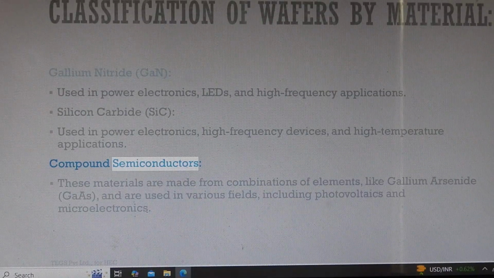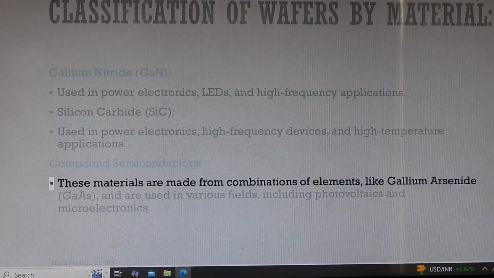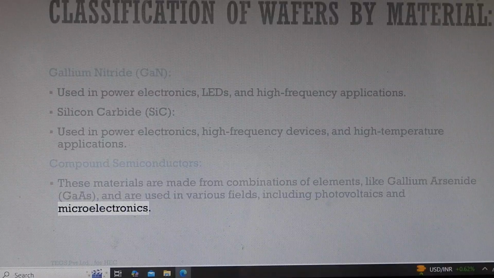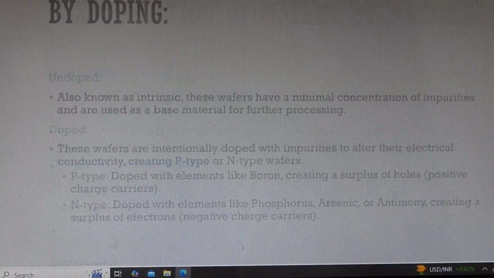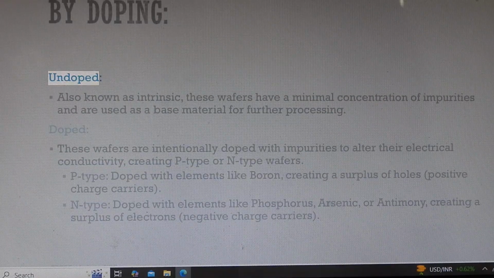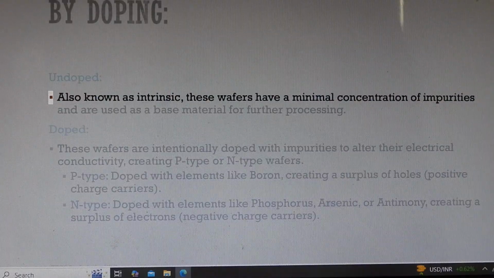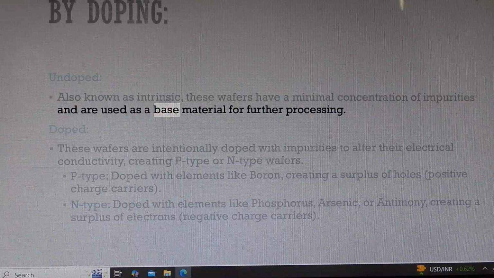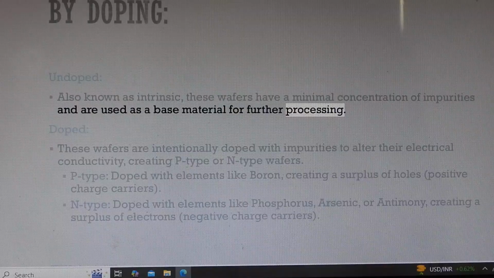Compound semiconductors: these materials are made from combinations of elements, like gallium arsenide, GaAs, and are used in various fields, including photovoltaics and microelectronics. By doping. Undoped: also known as intrinsic, these wafers have a minimal concentration of impurities and are used as a base material for further processing. Doped.